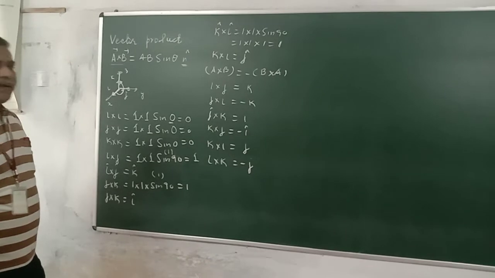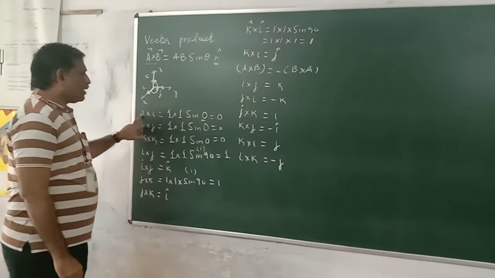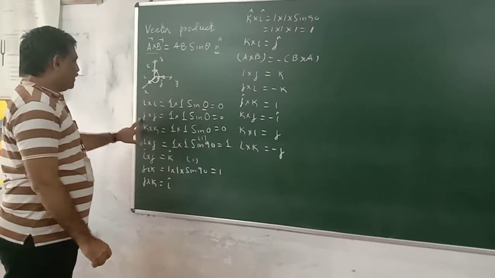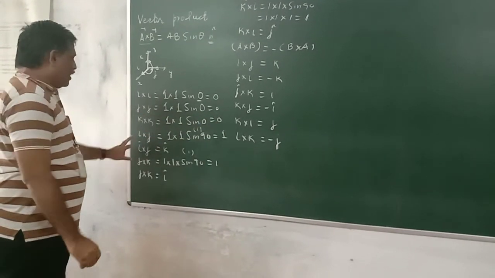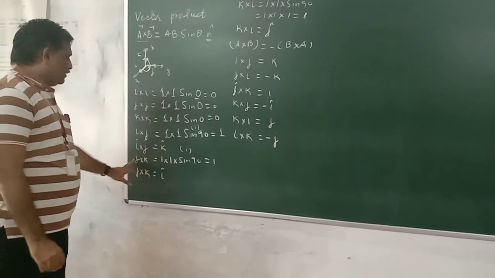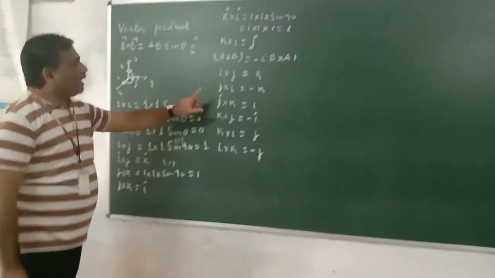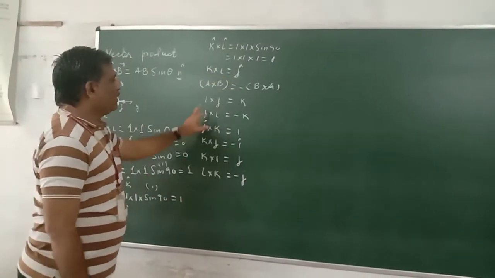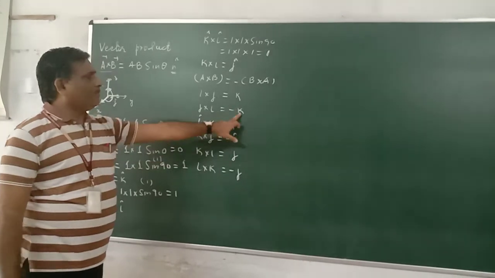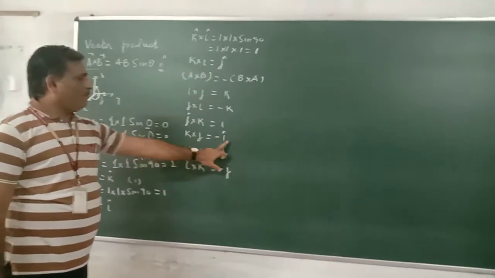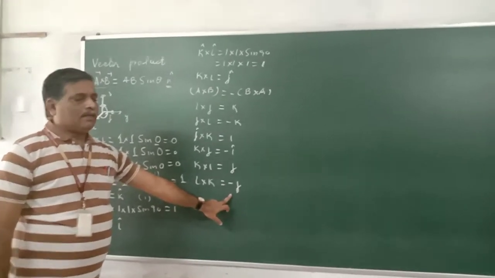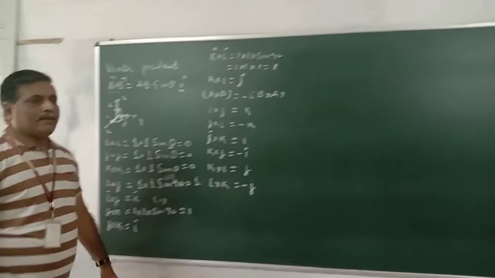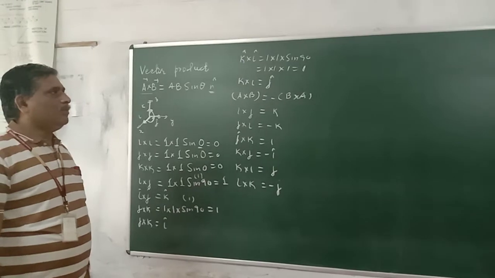Altogether, we get 9 things. i cross i, 0. j cross j, 0. k cross k, 0. i cross j, k. j cross k, i. And k cross i, j. Then reversed: j cross i, minus k. k cross j, minus i. i cross k, minus j. These are the vector products of different unit vectors.